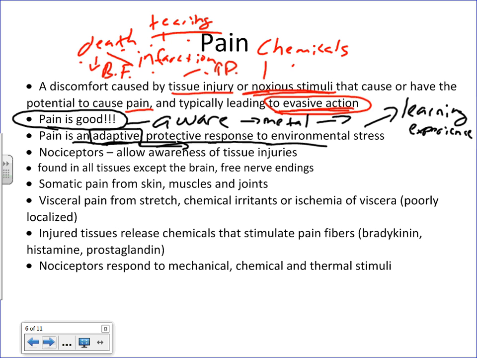For some people it may take one try, for some people it may take a few, for some people it may take many. And I'm going to guess if you don't learn, we'll call that natural selection. But in the end, pain is good.